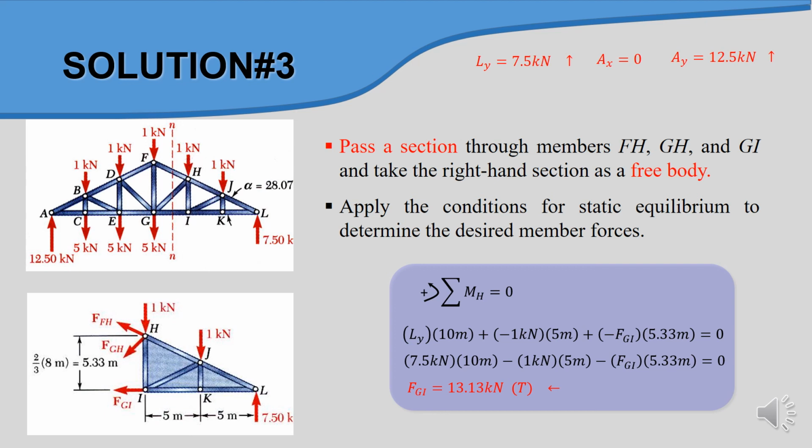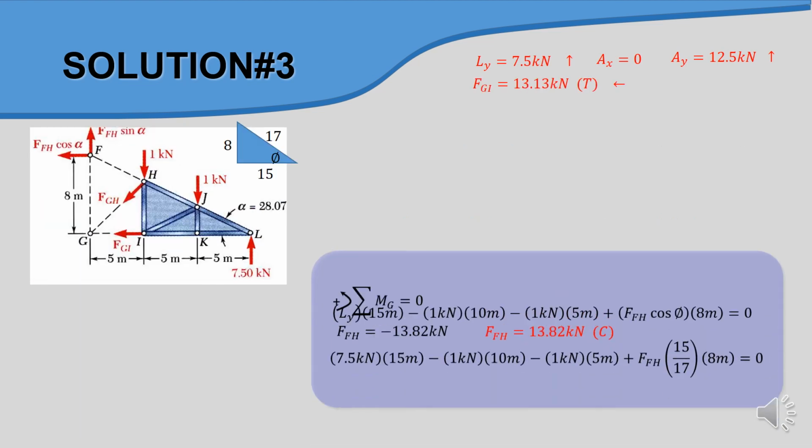Whichever point is very easy to get the answer. So in this case, we start at point H. The moment at point H is equal to 0, and finally we will get the value of FGI, which is 13.13, which is tension.